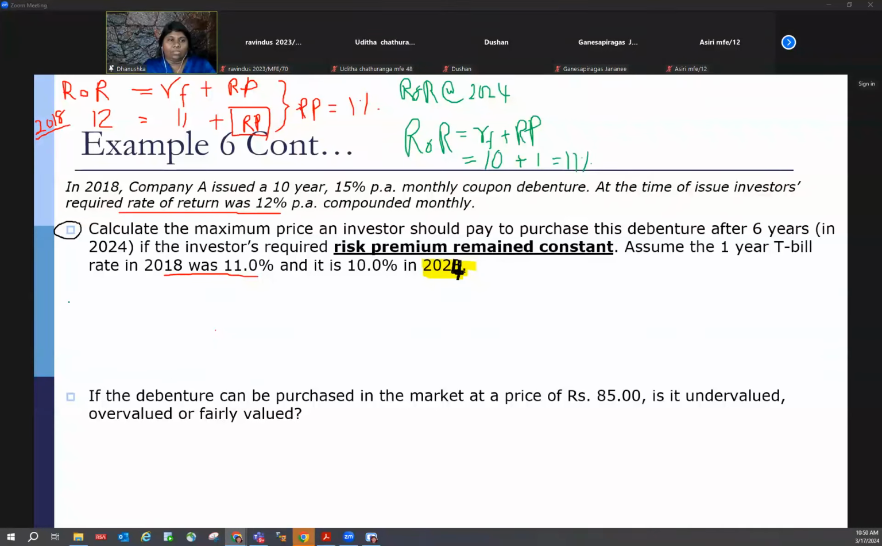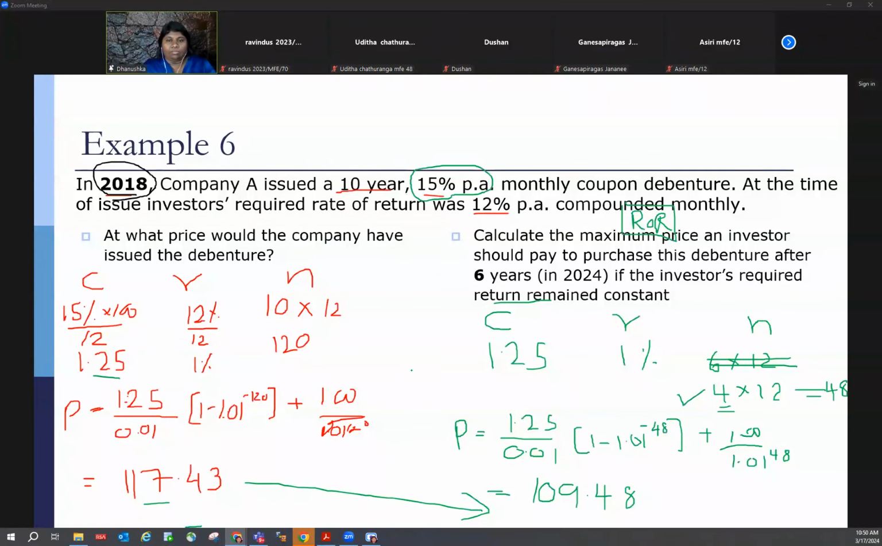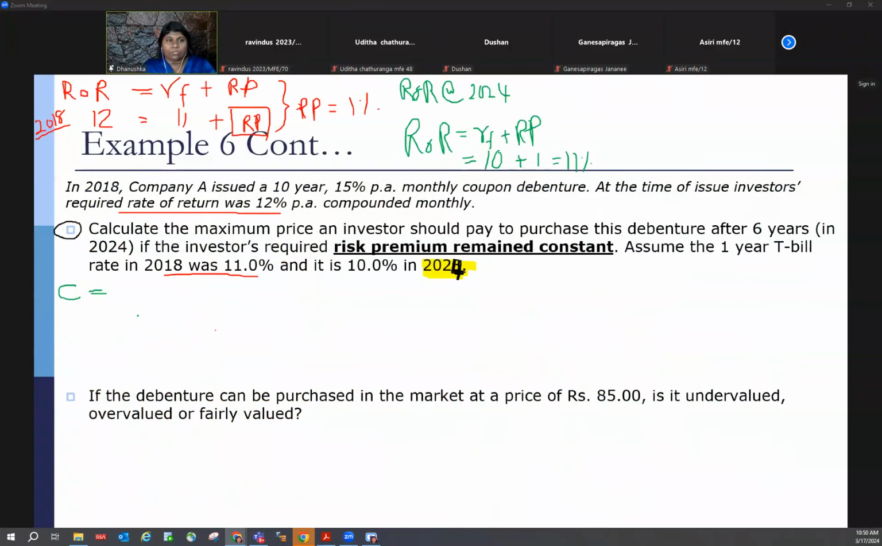Now, when I put my numbers, C doesn't change. It's still 1.25. It's the same bond. N doesn't change from part 2. It is 4 years to go. So N is 48. The only change is my required rate of return, R. R is now 11% divided by 12. Not 1%. It is 11 divided by 12.